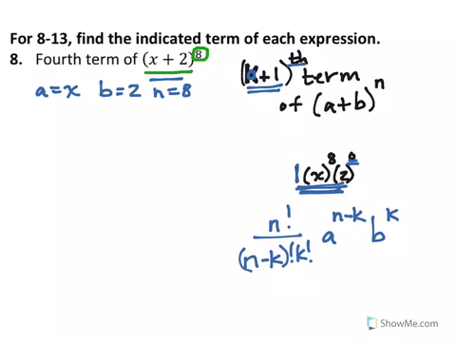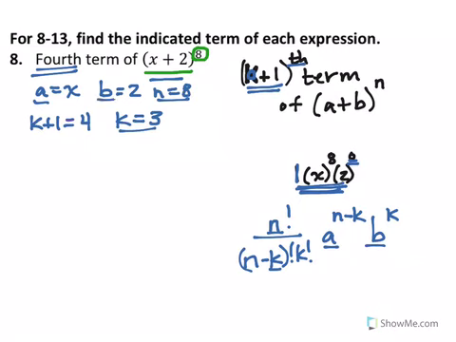So I need to identify what k plus 1 is. Well, it says we're looking for the 4th term. So k plus 1 equals 4, meaning that k must be 3. And once I have all these pieces, it's just plug and chug from there, because I have n, I have k, and then I need a and I need b, and it's just plugging in the values and simplifying.